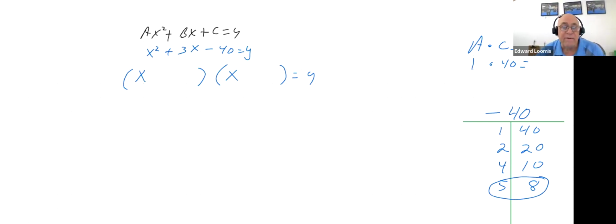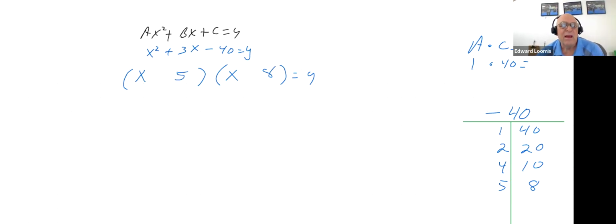I can put the 5 and the 8 in the parentheses, and it doesn't matter which order I go. I could go 8 and 5, or I could go 5 and 8. Now, I like to go by what I see in my T-chart first. I see 5, and I see 8. So that's how I put it, okay?